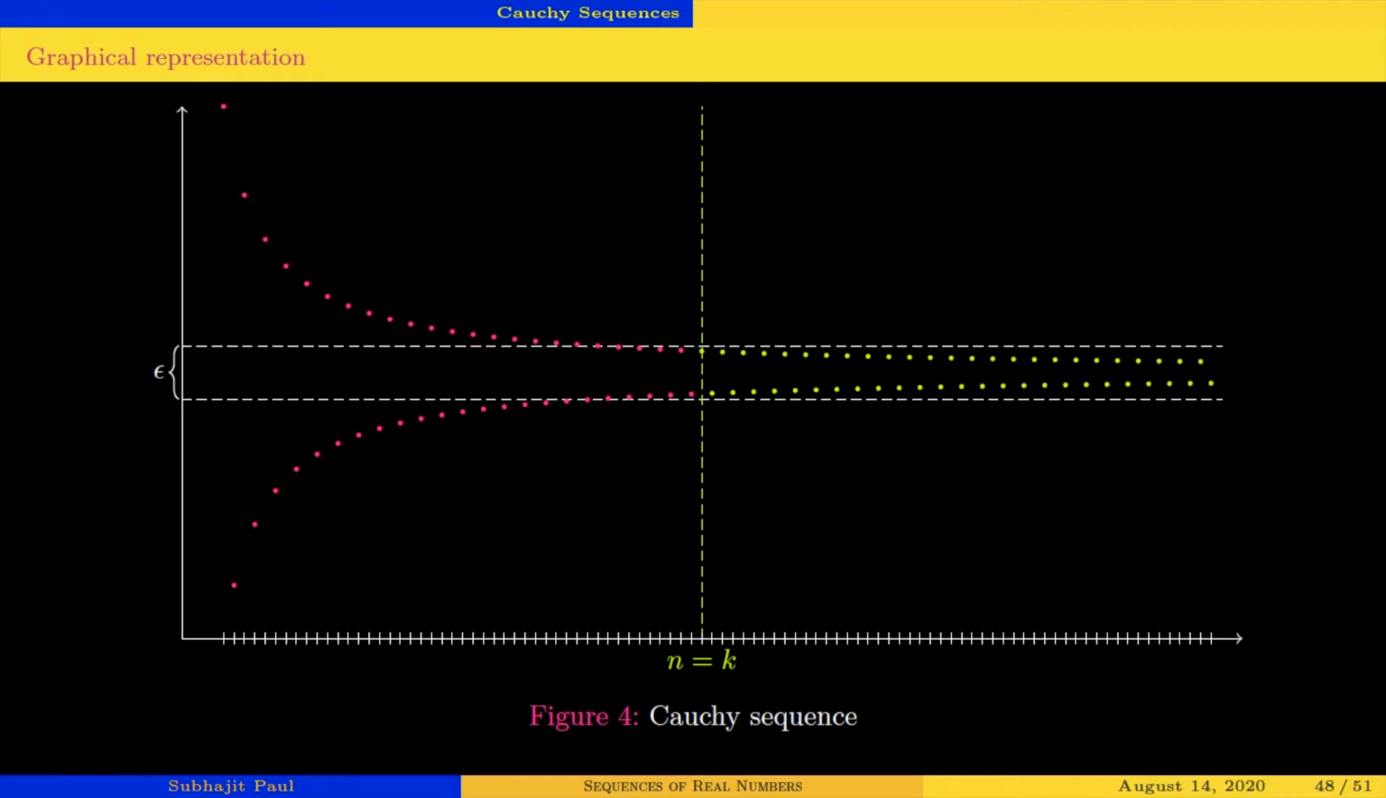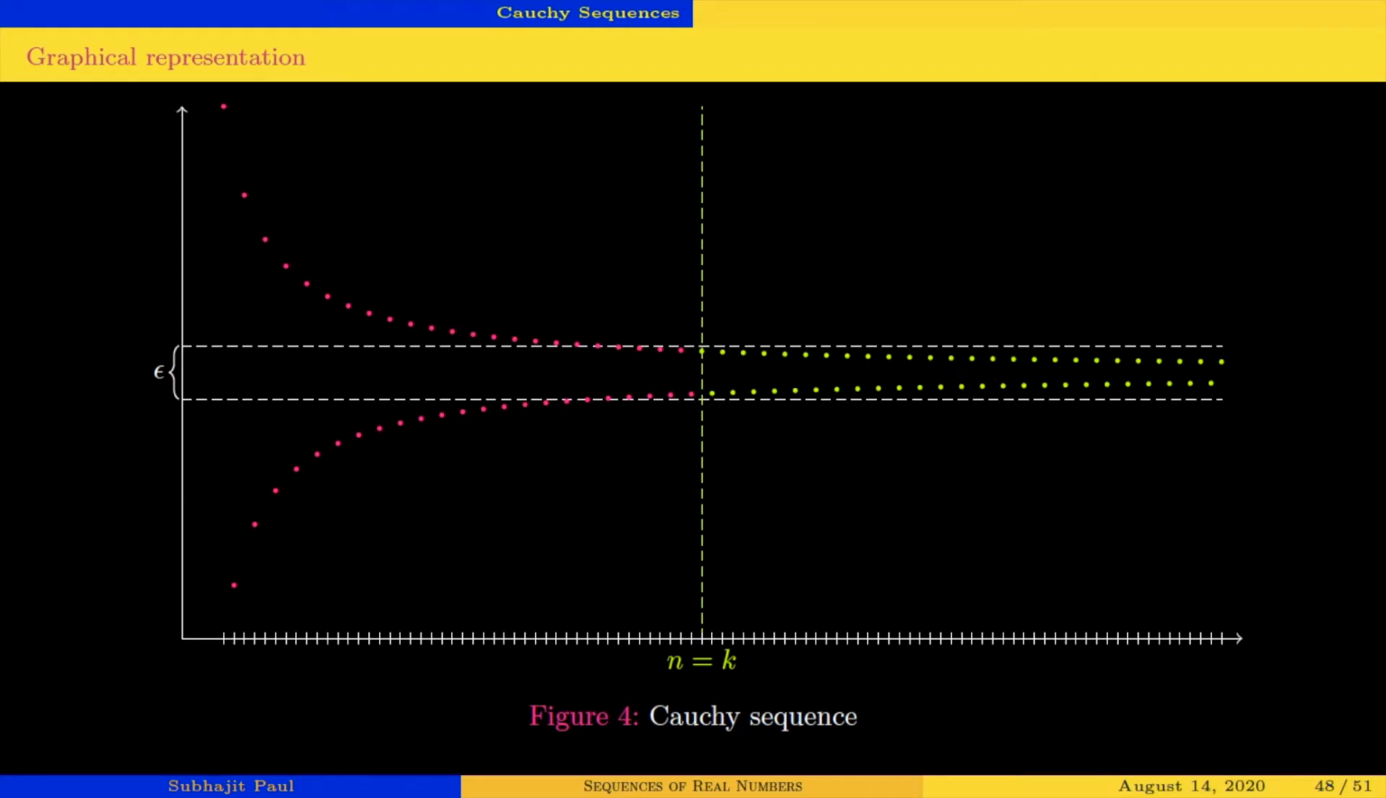The individual terms are getting close enough to each other. The mutual distances of the terms are getting as small as we want. This is what Cauchy sequence means. This is what the description of Cauchy sequence is. This is what happens. The terms get arbitrarily close to each other over here.